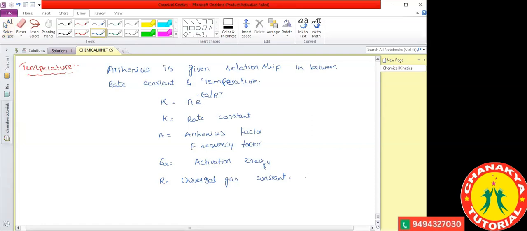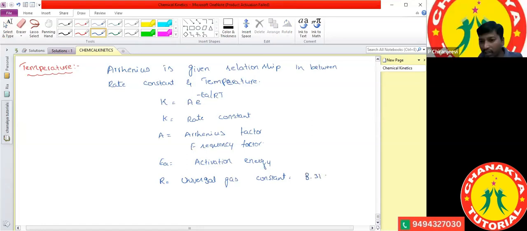The value of R is 8.314. It is a constant value and cannot be changed. 8.314 joules; if you take it in calories, we can take it as 2 calories. So in joules, the R value is 8.314, and T is nothing but the temperature.